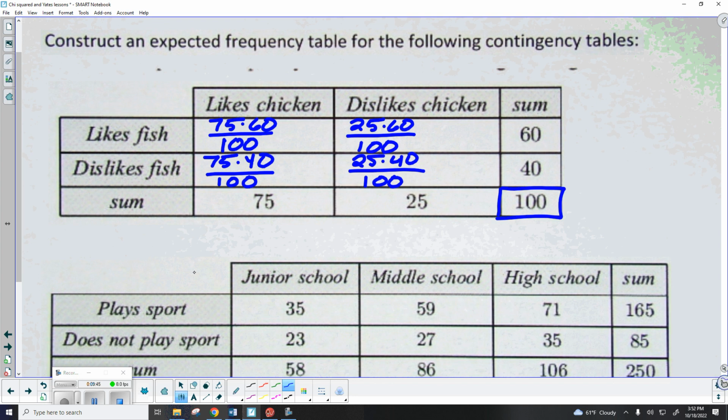Okay. All right. So here's what we should be getting. If you go ahead and put these in the calculator, the expected frequency values, this one's 45. This one is 30. This one should be 15. And this one right here should be 10.